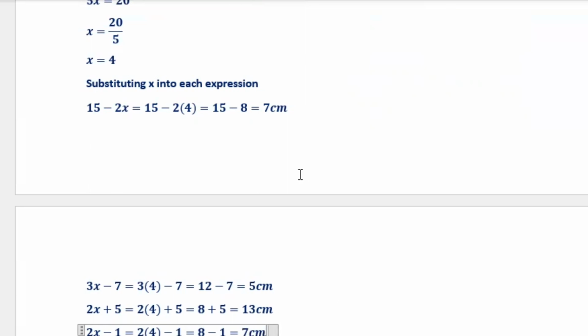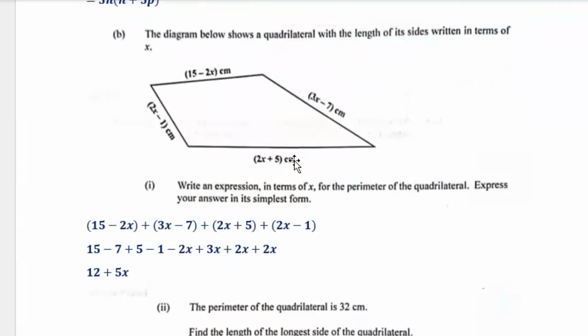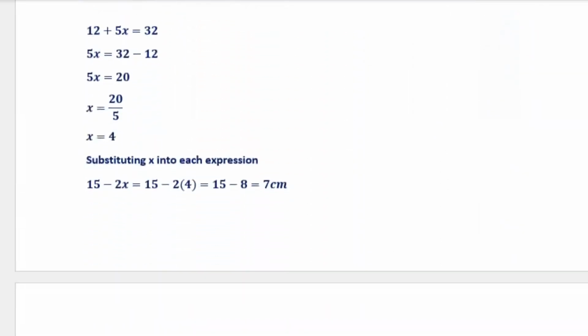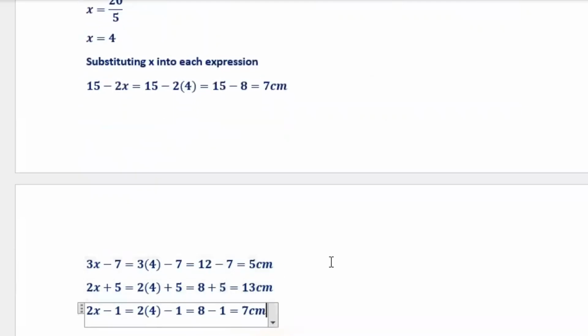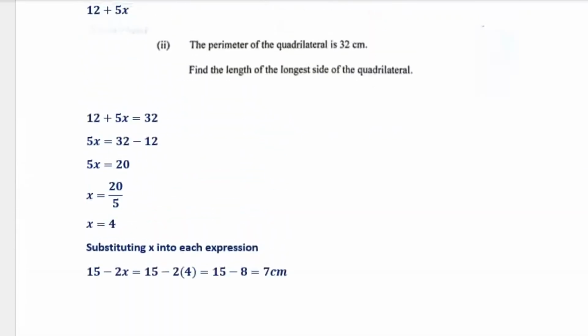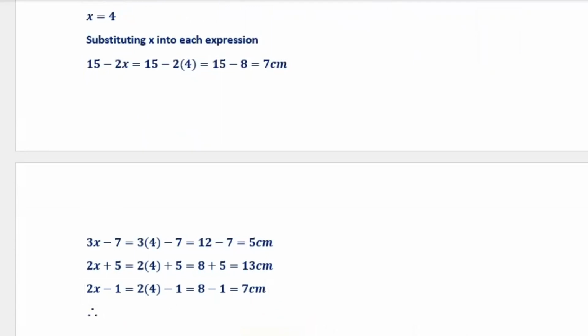So you'll see that indeed, as we predicted, this side would have been the longest with this expression 2x plus 5, which gave us 13 centimeters, even though it is quite visible from this diagram. When we worked it out, we indeed proved our hypothesis that that expression would have been the longest. So therefore, the question asks us to find the length of the longest side. The length of the longest side is 13 centimeters.